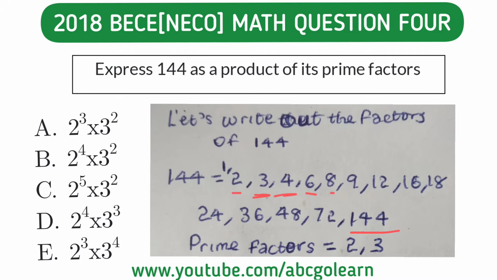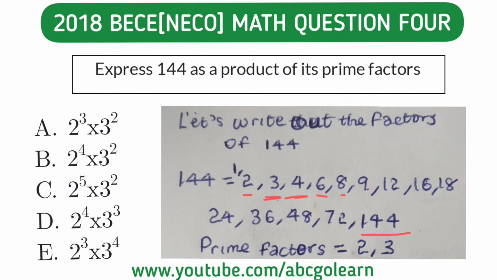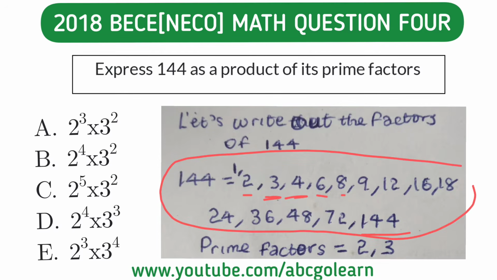So talking about the prime factors that are in these factors of 144, we have 2 and 3. All other factors are not prime factors. We only have 2 and 3 as prime factors. So the next thing now is to look at how we can get 144 from these prime factors.